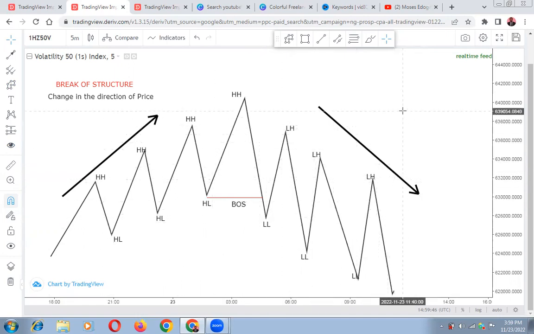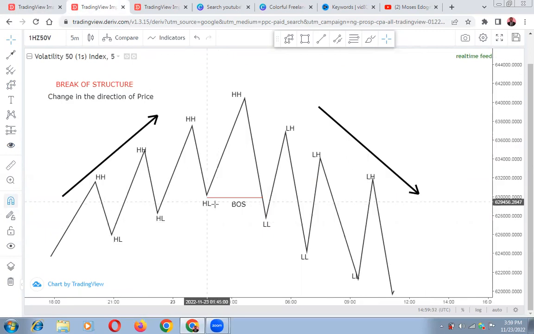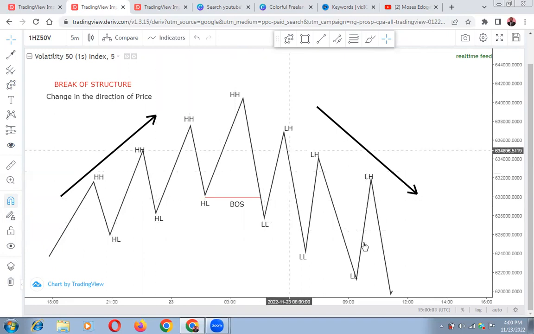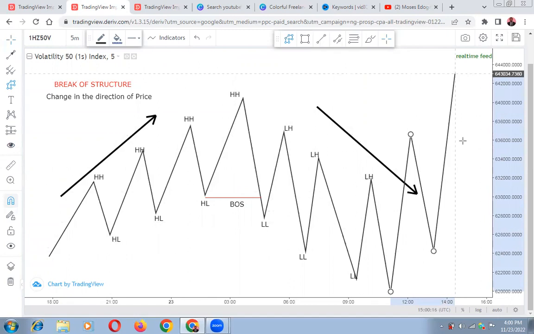This is how to identify a break of structure where price moves and closes below. So in a bullish market, when price closes below this, it turns from a bullish trend to a bearish trend, and then a bearish break of structure, price comes, and after making this low, comes here and breaks this, gives you this, and gives you this, and up we go.